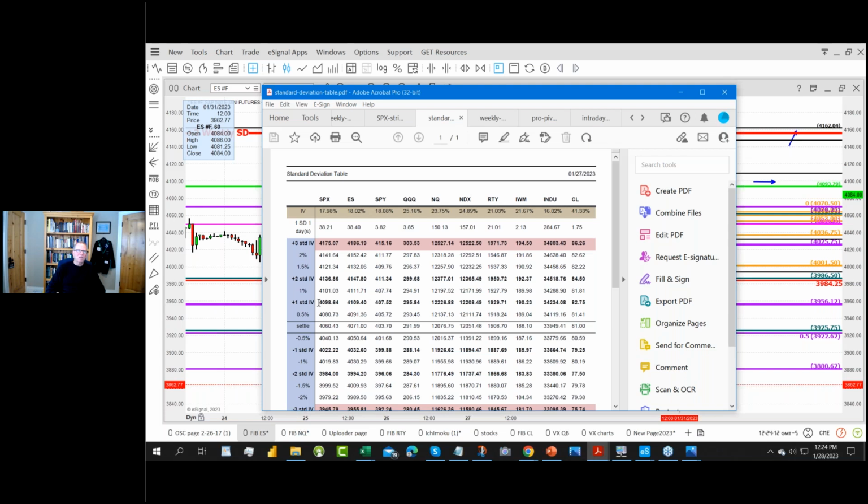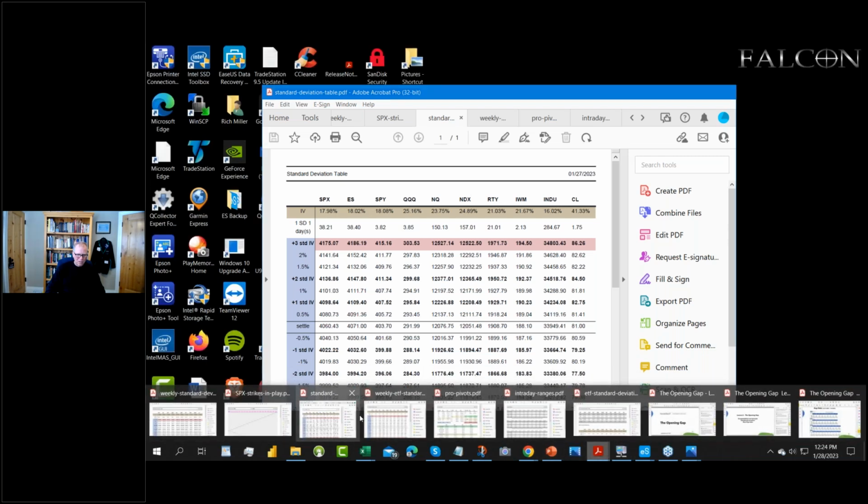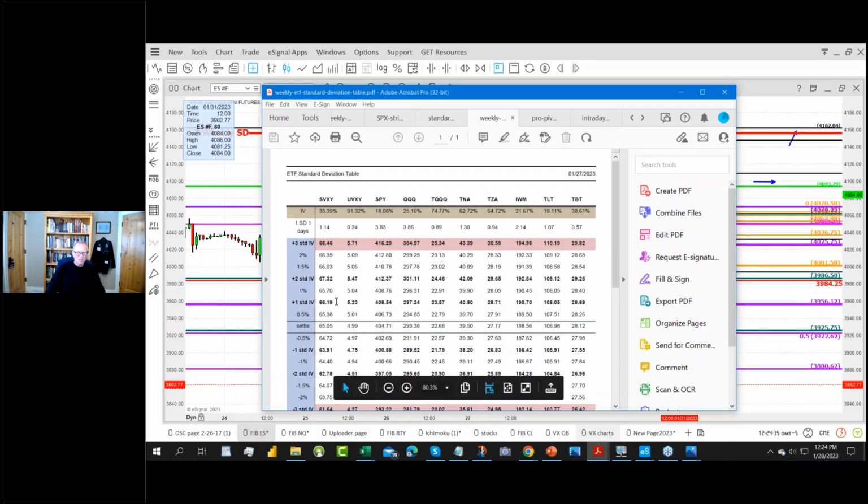So you can look at those levels, look at your options. You said you're trading SPX options or ES options? SPYs. Well, if you're trading SPYs, then all the better. Here you go. I have the SPYs here, the weekly ETFs. This is 1 day, one standard deviation. Here's SPY. SPY yesterday, one standard deviation move up was 408.54. What was the high yesterday?